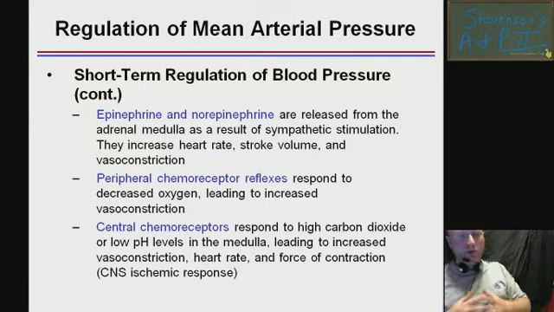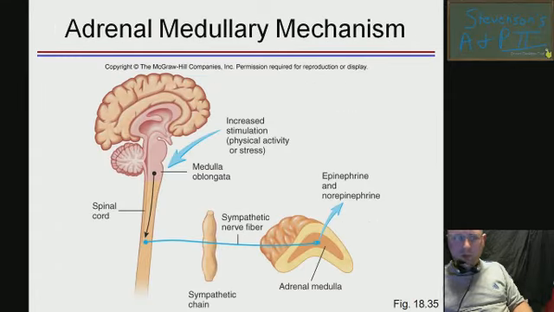Peripheral chemoreceptor reflexes respond to decreased oxygen, leading to increased vasoconstriction. Central chemoreceptors respond to high carbon dioxide or low pH levels in the medulla, leading to increased vasoconstriction, heart rate, and force of contraction. This is the central nervous system ischemic response.